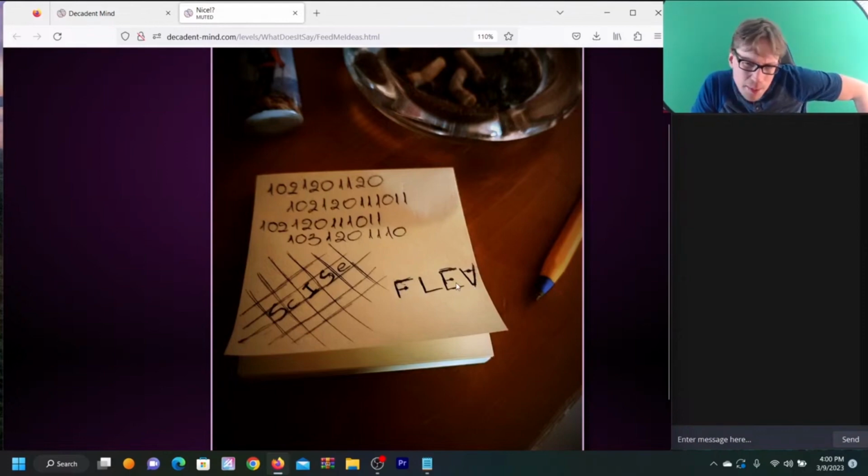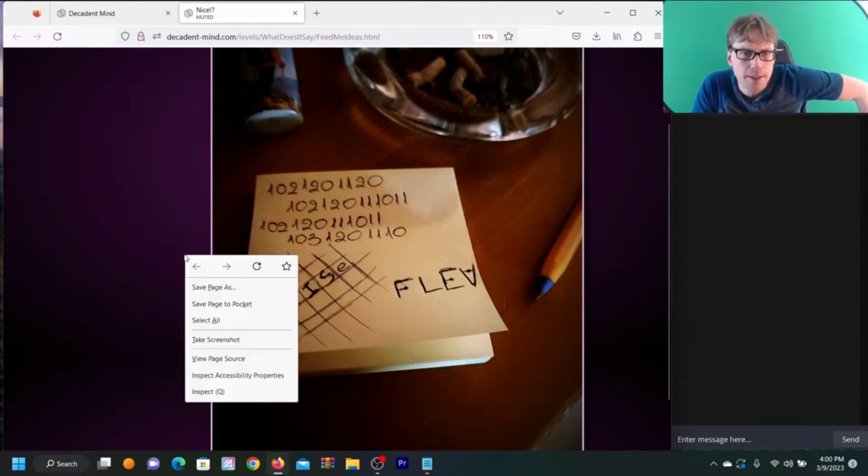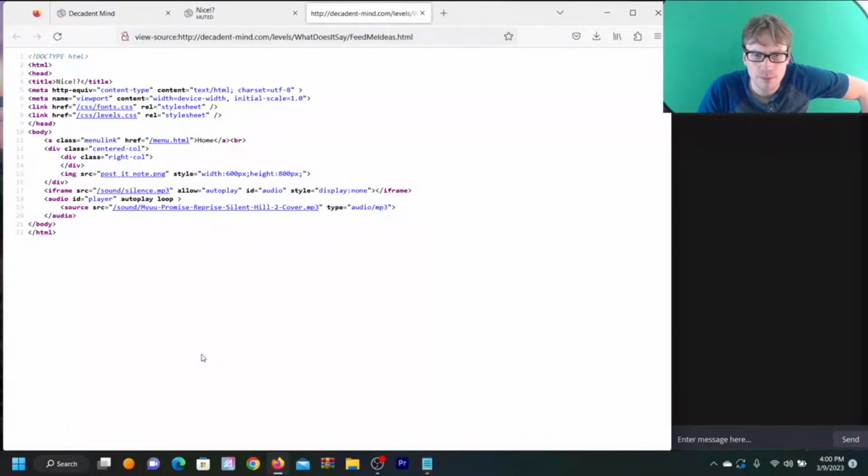FLEV? Or is this an upside down A? Like, is this a rotating point so I can turn this into an M and this into an A? Very interesting. All right, let's view that page source. Title is nice. A yelled question. Nice! Post-it note. Okay, so I think this is all that I have to play with.